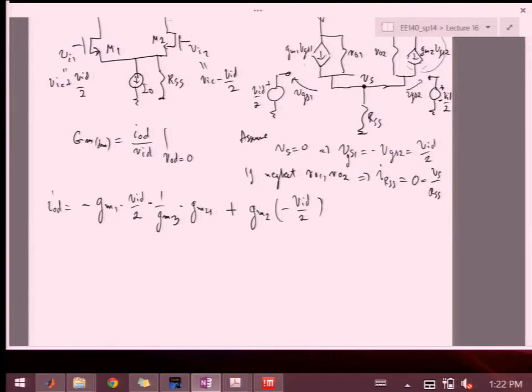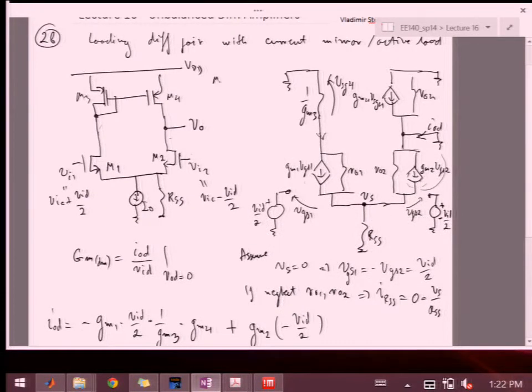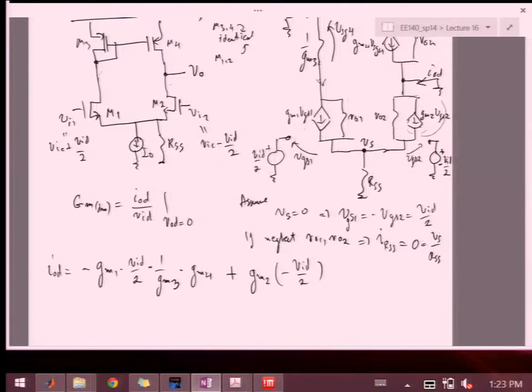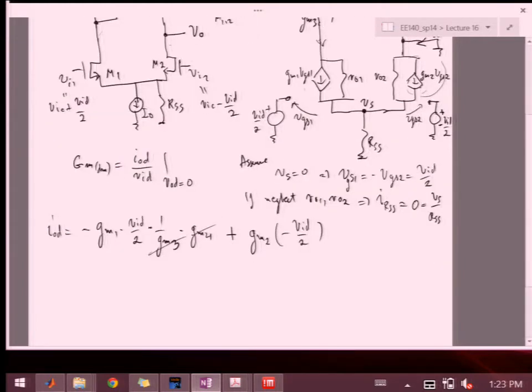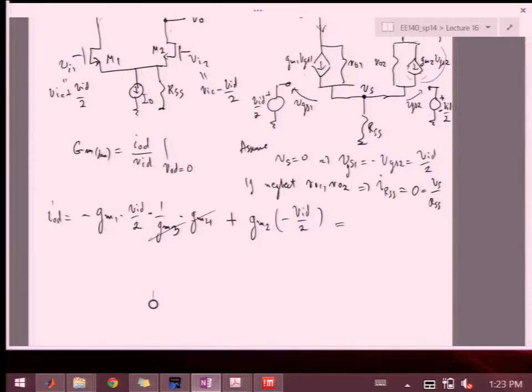Assuming that M3 and M4 are identical, and we should state that here. So M1 and 2 and then separately M3 and M4 are identical. So then we can essentially cancel these two out. And because M1 and M2 are identical, we'll just write it as minus G.